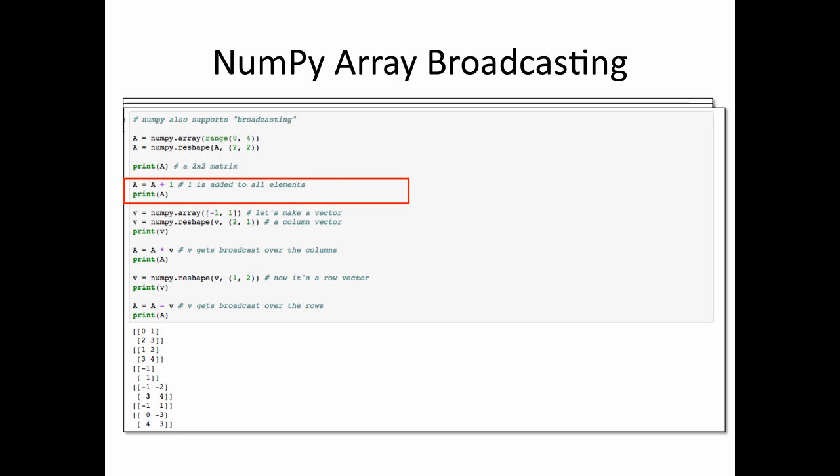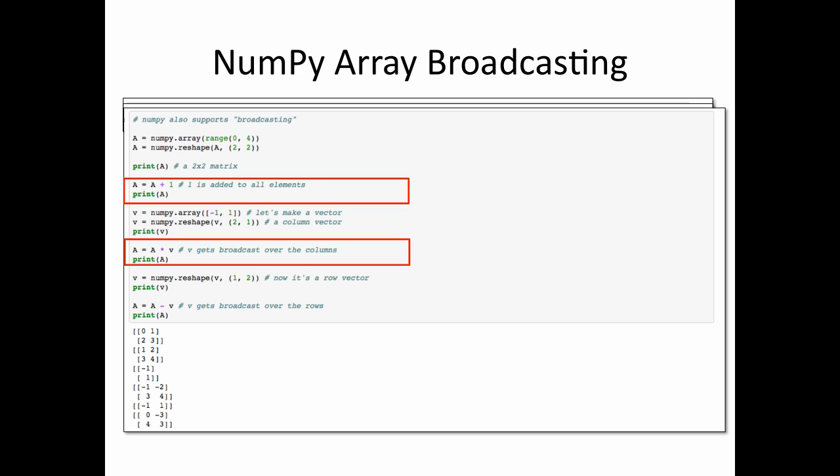In this example, A is an array of 4 elements, and we reshape it. So now it's a 2 by 2 matrix. If you want to add 1 to A, but obviously 1 is only a scalar value, NumPy is going to broadcast 1 to make that into a 2 by 2 matrix, and then we add them together. So now every element of A is the original element plus 1.